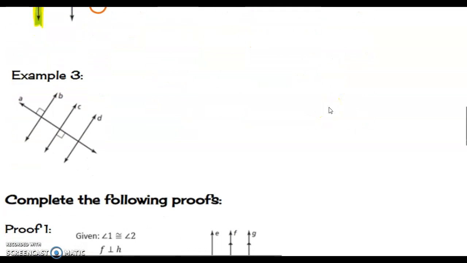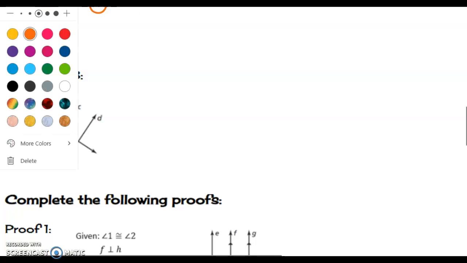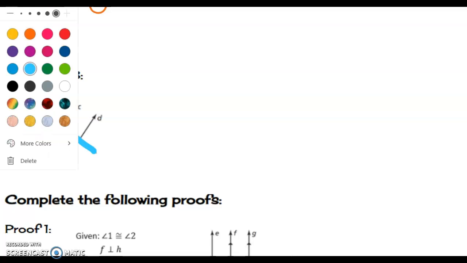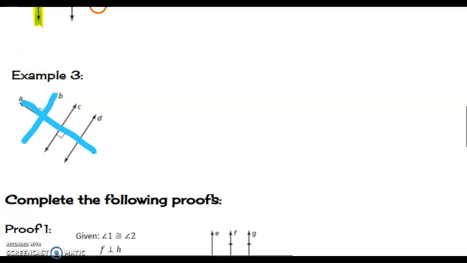All right, so once again, I like to highlight here. I just think that it works better. You could also use just a marker. It doesn't have to be a highlighter. So right here I have line B is perpendicular to A. Okay, so I'm kind of using my marker here because it works a little better sometimes. So then also C is perpendicular to A.